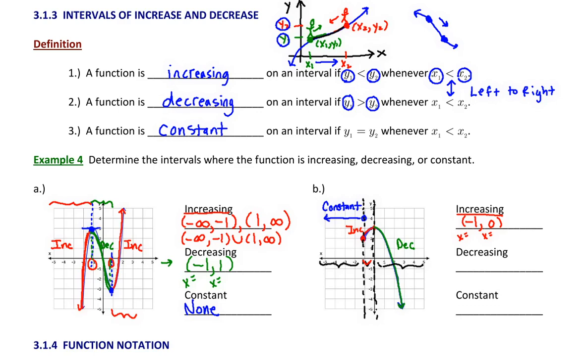Where is the function decreasing? Well, it's decreasing on this interval. So from x equals 0, the rightmost value there is x equals infinity. That is, there is no rightmost x value. So we say it's decreasing on the interval from 0 to infinity. And then finally, where is this function constant? It's constant on this interval. That's from x equals negative infinity to x equals negative 1. Remember, all parentheses with intervals of increase and decrease.